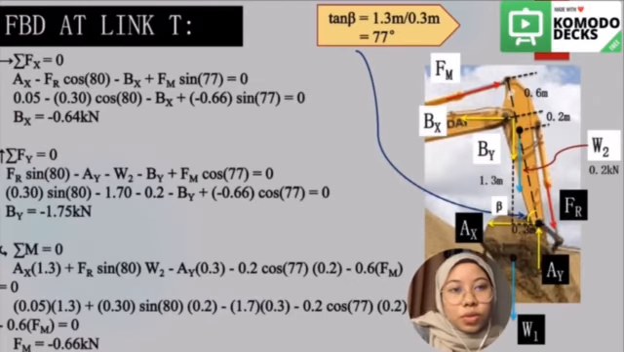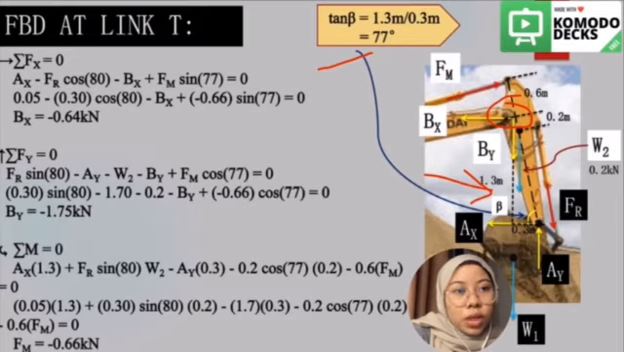So let's continue to point B here. First we need to find beta. Beta here, the angle is 77. So, same procedure as before, we use the resultant of moment equal to 0 to find Fm. So the equation is x times 1.3 plus Fr sin t, W2 minus Ay 0.3 minus 0.2 cos 77 times 0.2 minus 0.6 times Fm. So Fm we get negative 0.66.